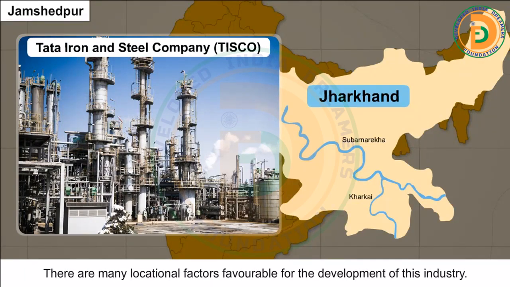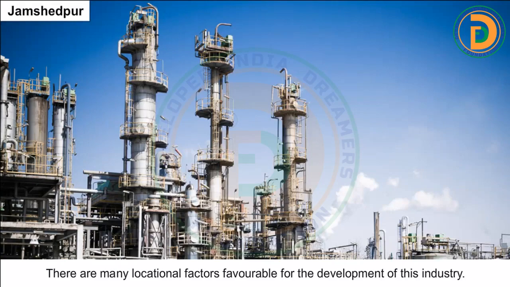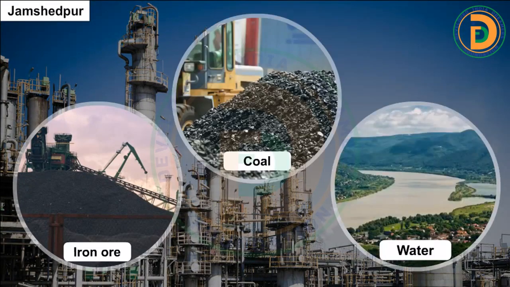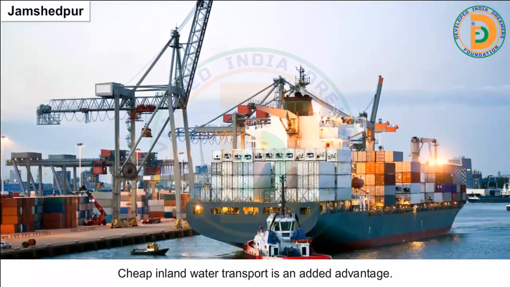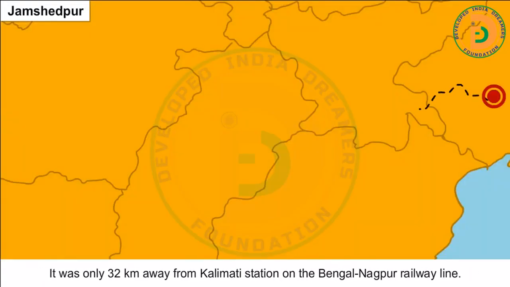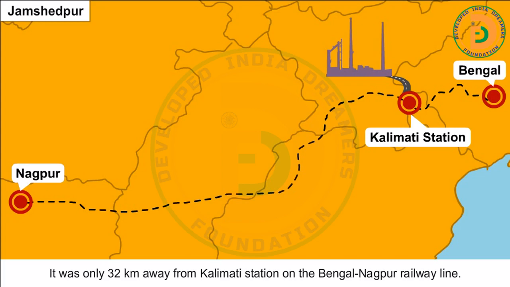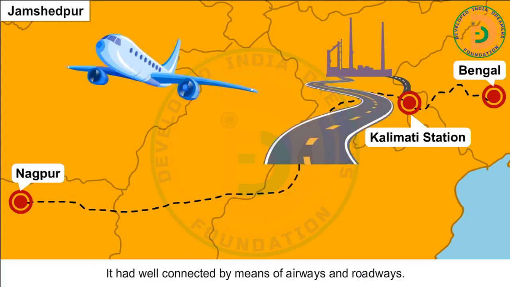There are many locational factors favorable for the development of this industry, that is raw materials, iron ore, and coal, water. Cheap inland water transport is an added advantage. It was only 32 kilometers away from Kalimati station on the Bengal-Nagpur railway line. It was well connected by means of airways and roadways.